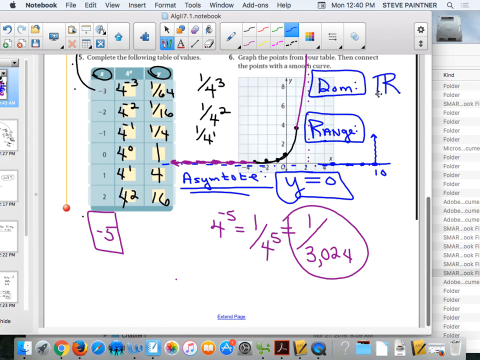Now the range is what comes out of this function. Well, the only y values coming out are that one, that one, that one, until you get to what? 0. Basically, this answer gets that y value. So all y values have to be what compared to 0? Greater. How about equal to 0? No. Nope, it will never touch the x-axis. That's called the asymptote. Now look at what I did, because every one of your graphs will need this: a table, a graph, the domain, the range, and the asymptote.